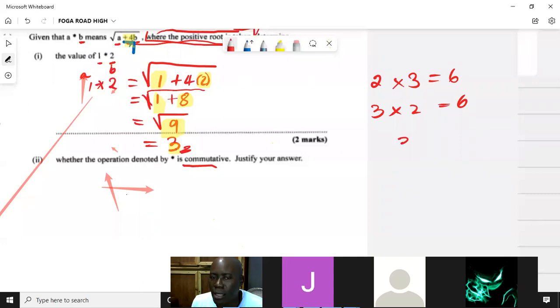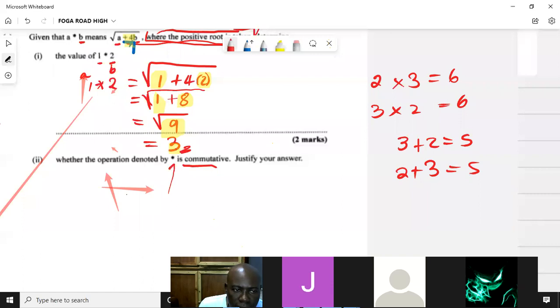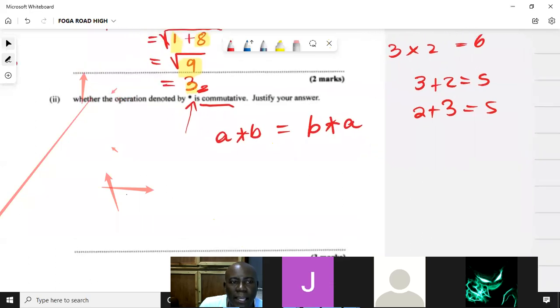Sometimes in addition it works, like 3 plus 2, 5. And at the same time, if I had said 2 plus 3, I will still get 5. That means addition is commutative. Now they're asking us if this symbol is commutative. We just did A asterisk B. If this is commutative, then when we do B asterisk A, they should be equal. So we're going to test it now. So now we're going to do B asterisk A.